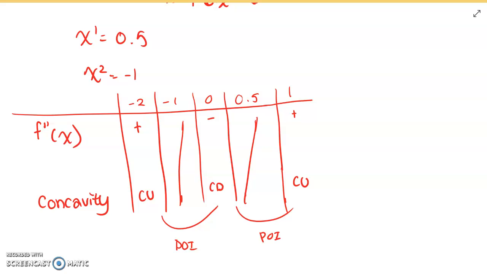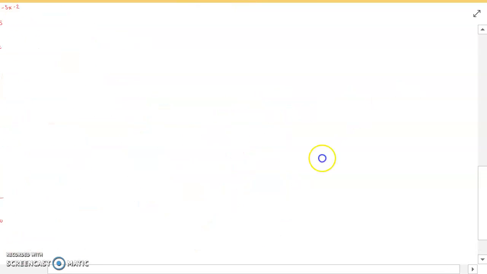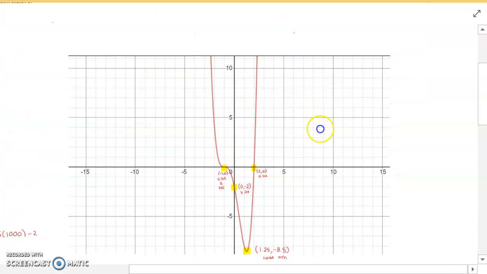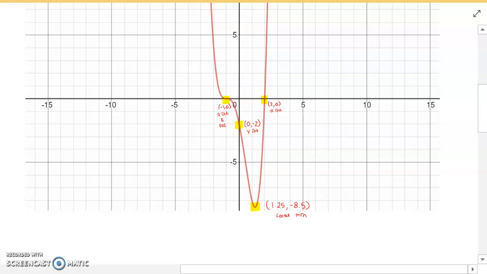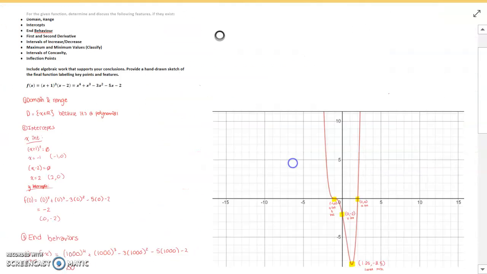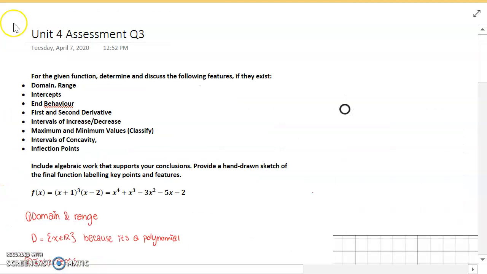But yeah, that's just something I want to go over, because when I looked at my graph, there was no point of inflection there. In fact, there was no point at all there. So yeah, that is my answer for question 3 for the Unit 4 assessment.